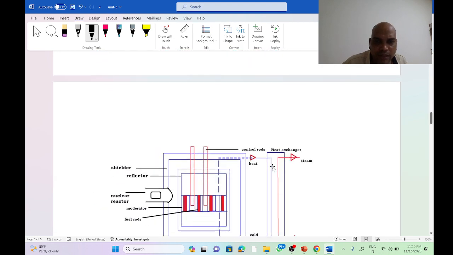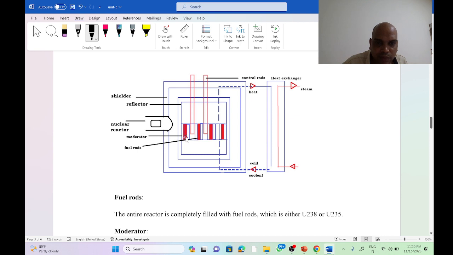Coming to the nuclear power plant, here see, this one is the moderator, this one is the fuel rod, this one is the control rod, this one is the coolant, heat. What is our main aim? We should get heat. How are we getting heat? Using fuel rods. Fuel rods are nothing but uranium 238 and 235. If you use uranium 238 and 235, due to fission, you will get heat. That heat passes through the tube, so that the water in the tube gets heated up and converts into steam.